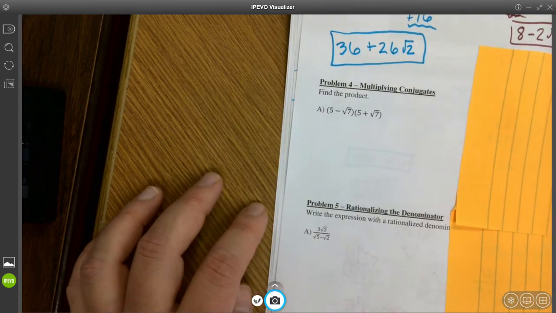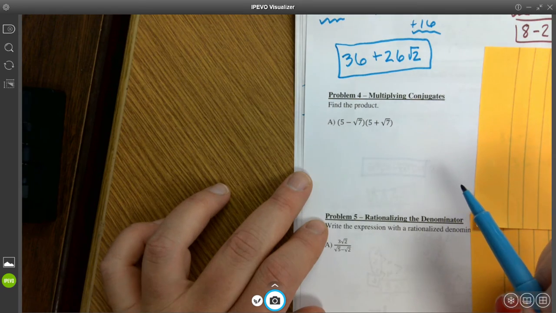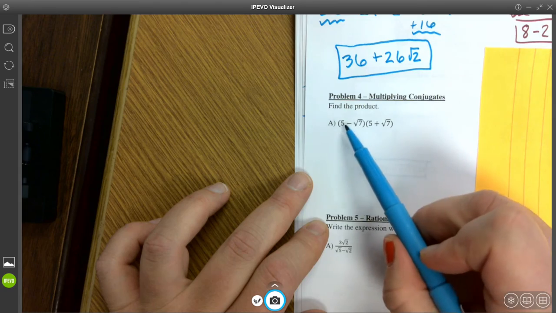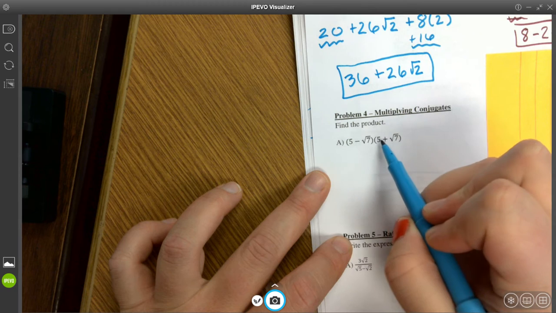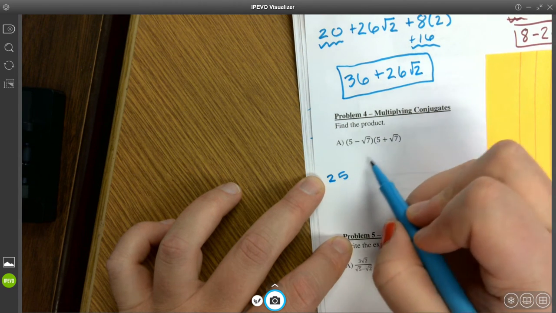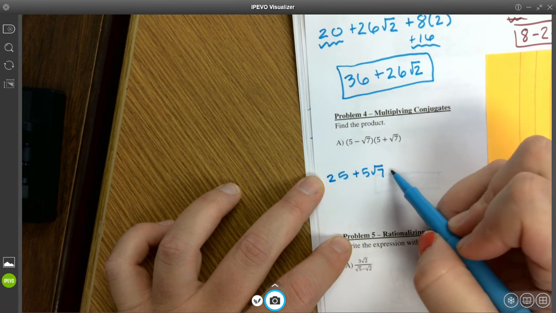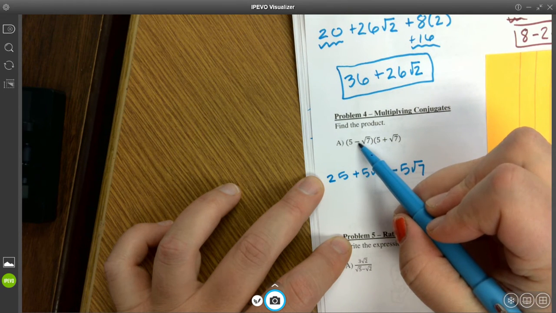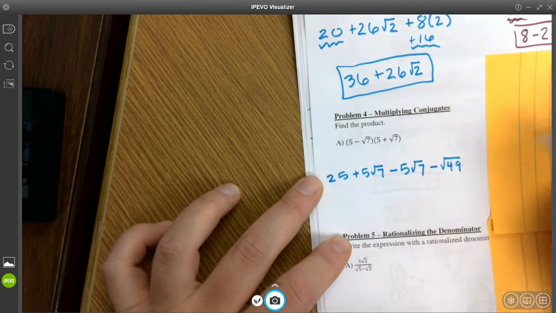Conjugates. So what makes a conjugate? Conjugates, we did go over in chapter 4. It means both of them are binomials, and it's just the same two terms except with a different sign in the middle. So when I do this, first, 5 times 5 is 25. Outside, 5 times square root 7 is 5 square root 7. Inside, negative square root 7 times 5 is a negative 5 square root 7. And last, negative square root 7 times positive square root 7 would be a negative square root 49.